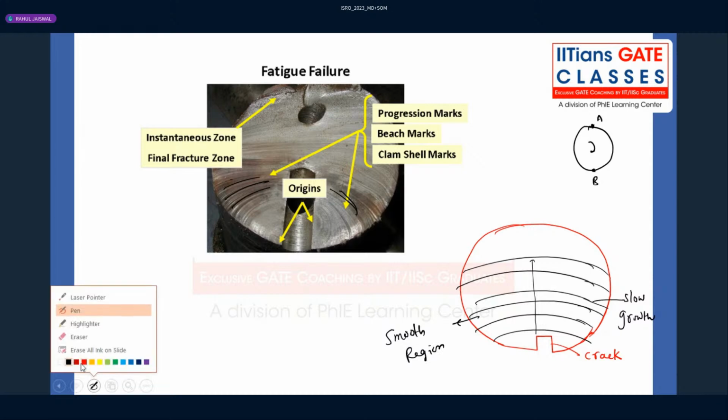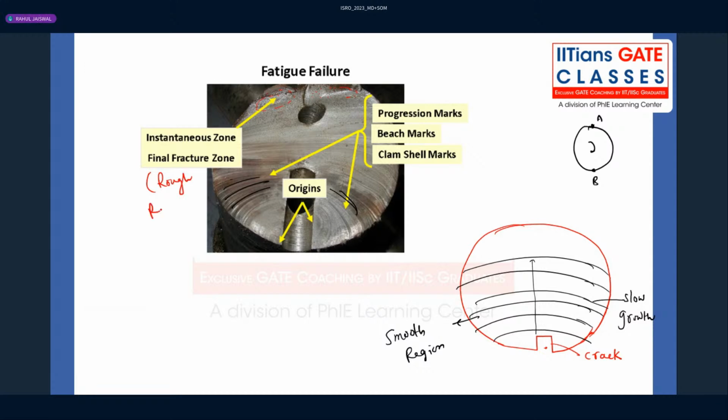But when you move away from the location of the crack, you can see very rough surfaces here. These are the final fracture zone, the rough region. These lines we call progression marks, beach marks, clamshell marks. And these are the signs of a material failed by fatigue failure.